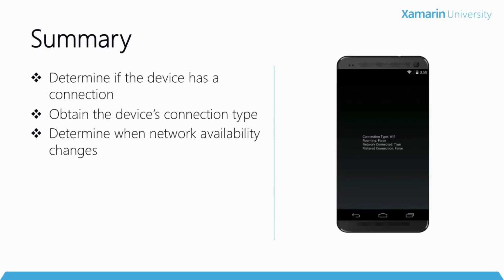In this first objective, we've now seen how we can determine if our device has a connection or not, and if so, what that connection type is. We've also seen how we can listen for network change events and respond accordingly.